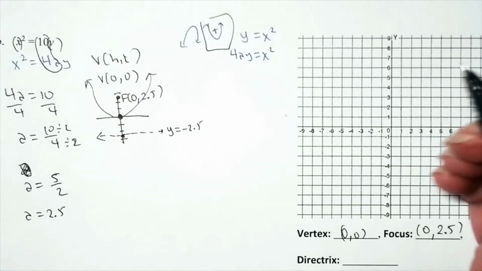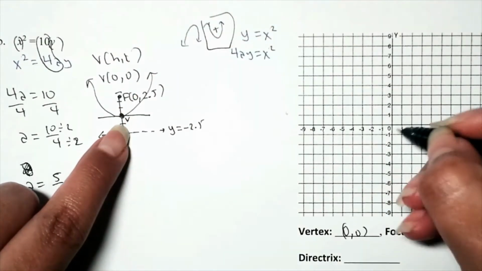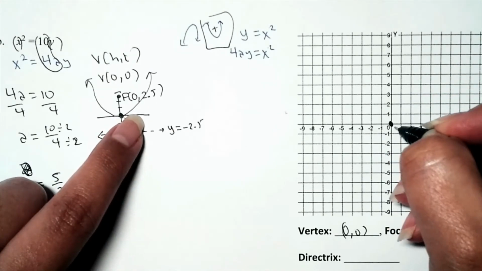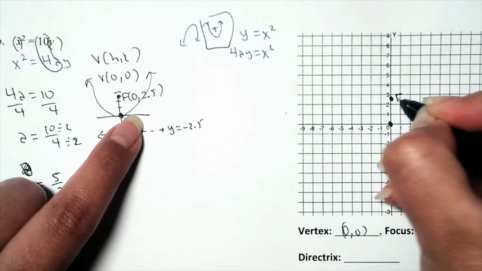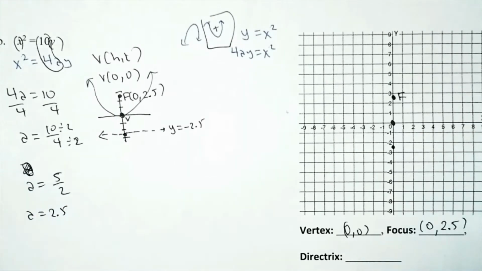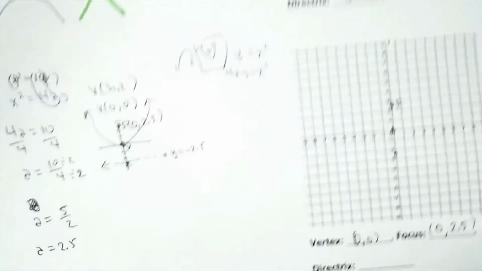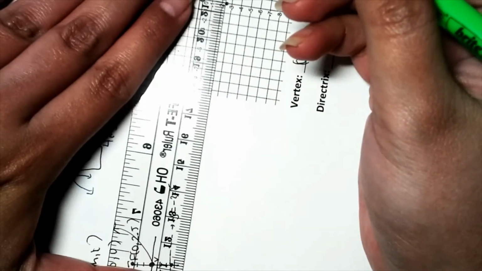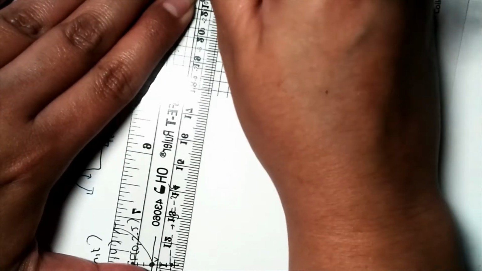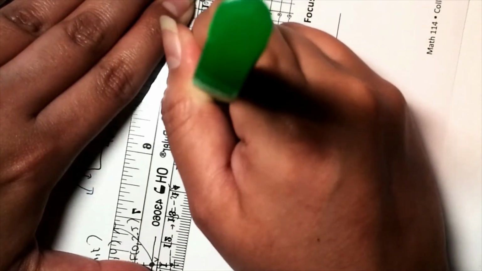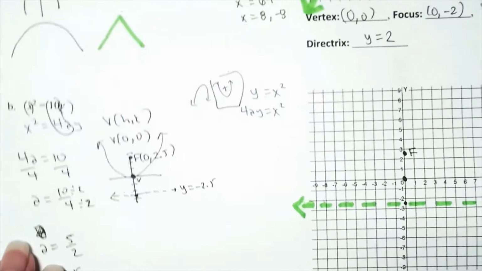Let's go ahead and bring it over here. So our vertex, we already said it's at the origin. The focus is given by (0, 2.5), so we stay put and we go 2.5 units up. Now the directrix, we're going to go 2.5 units down, and then we're going to go ahead and do our horizontal line. Bear with me. Sorry for that long pause, but I'm trying to be neat.